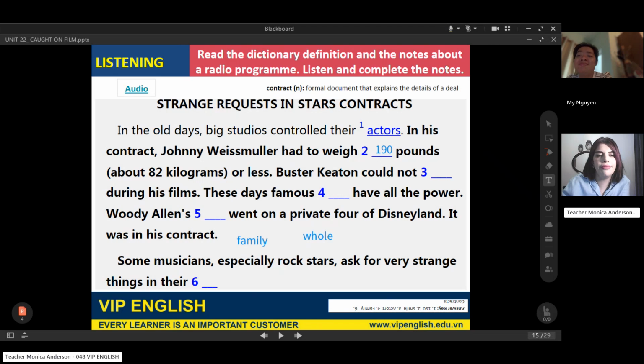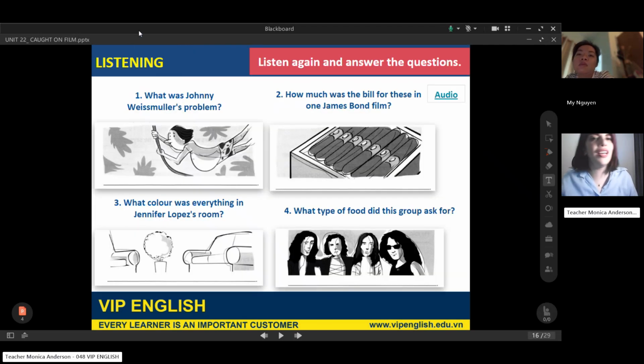And they wrote it in his contract. In her contract, Jennifer Lopez asked for a white changing room with white curtains and white sofas. The room also had to be full of white flowers. The contract also asked for lots of fresh food, including apple pie and ice cream. Compared to actors, some musicians, especially rock stars, asked for very strange things in their contracts.